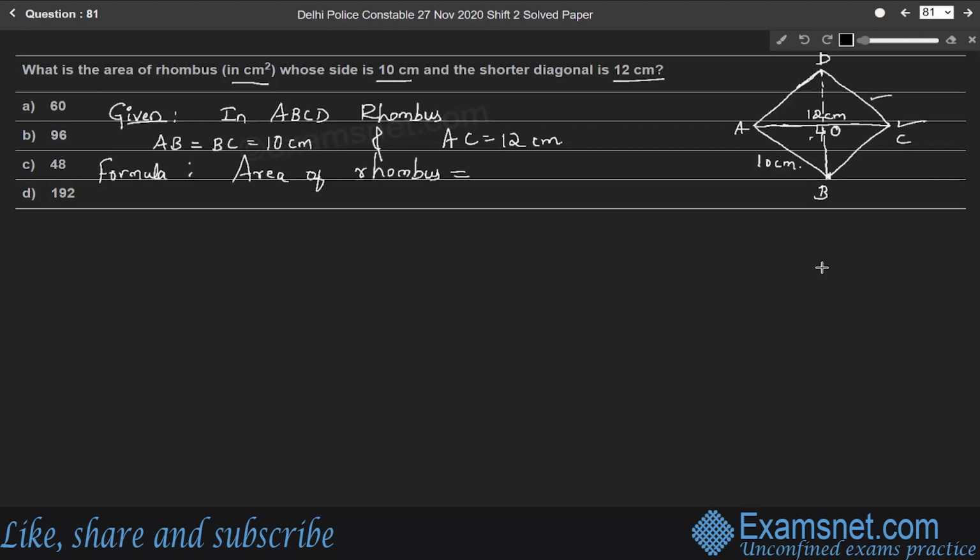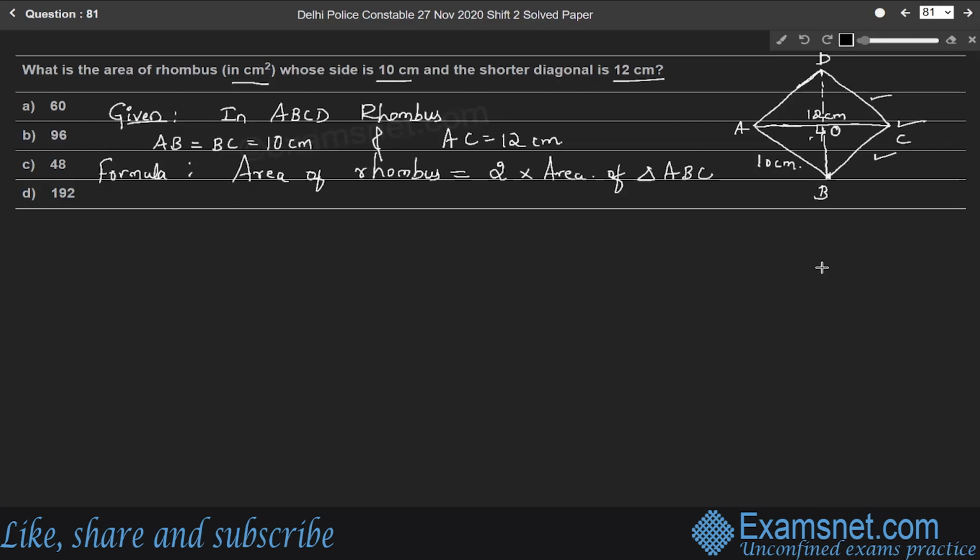So these two equal parts are triangles. Therefore, the whole area of the rhombus is equal to twice the area of one of its triangles, right? Therefore, 2 into area of any triangle. You can consider 2 times the area of one of its triangles. Therefore, 2 times the area of triangle ABC.